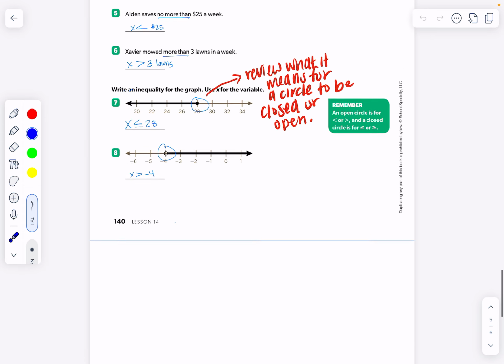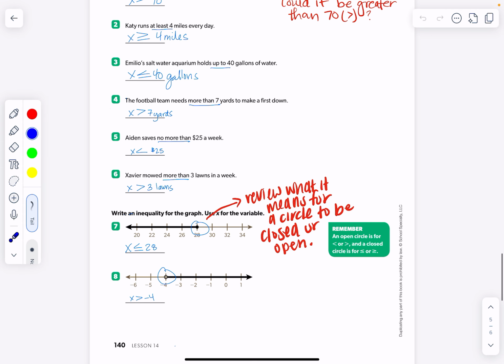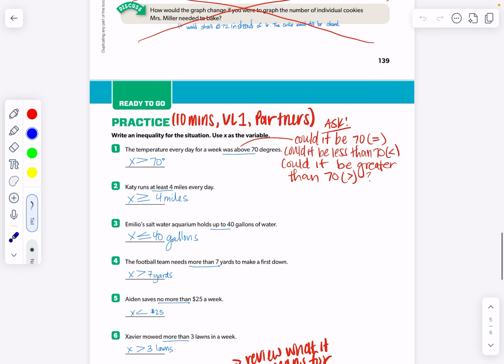And then because this is the first lesson back after having worked on inequalities for a long time, today we're just going to focus on practice. There is no exit ticket.